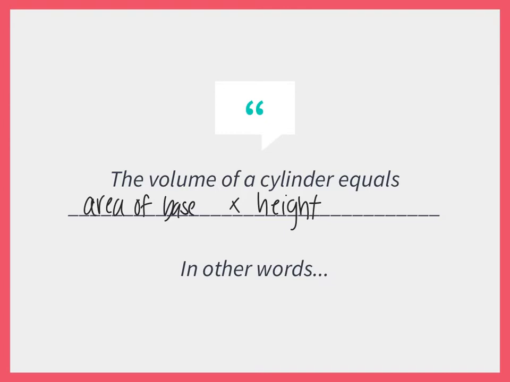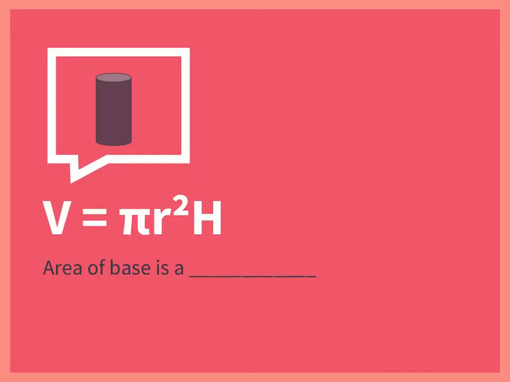This is the exact same formula as the volume of a prism. The only thing that's really different here is that in our cylinder, our base is a circle. So in other words, we have volume equals pi r squared times height, where pi r squared is our base, and the area of the base is a circle.